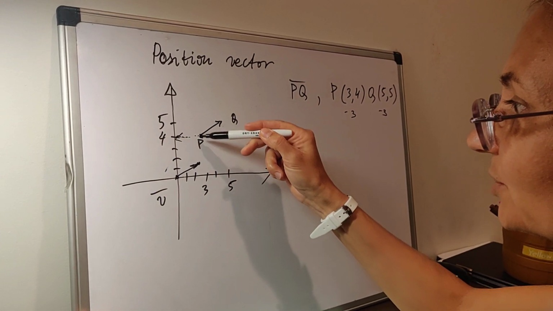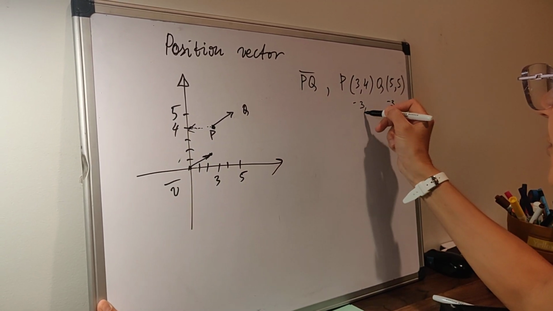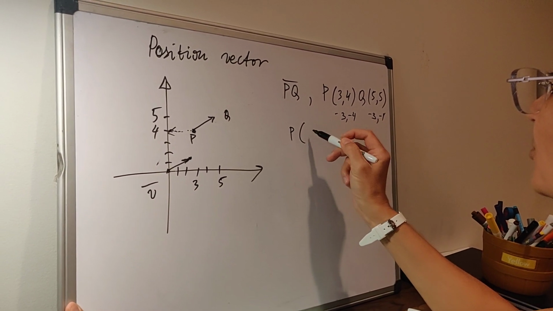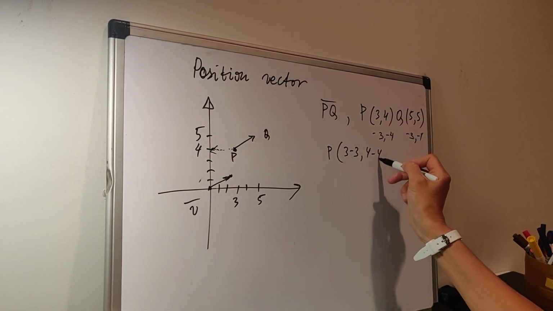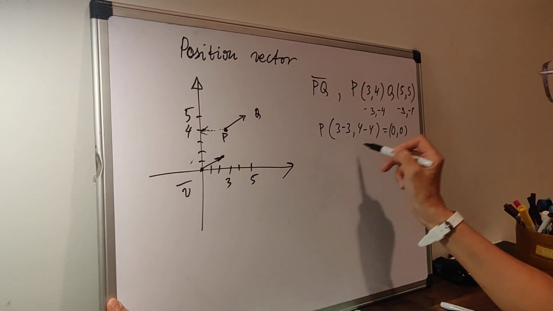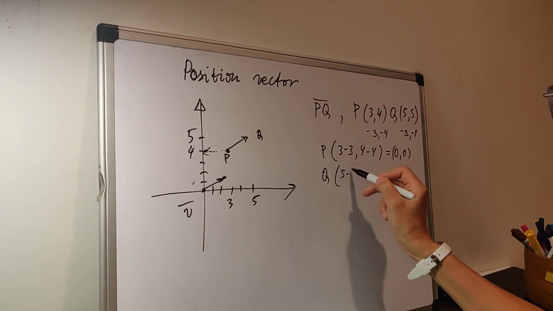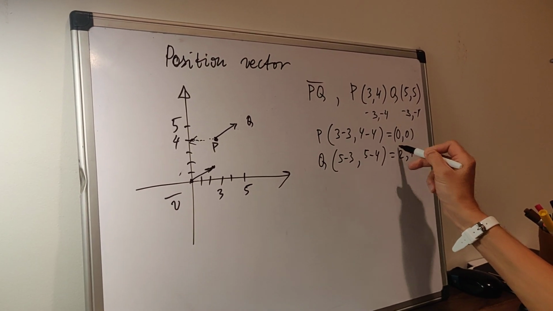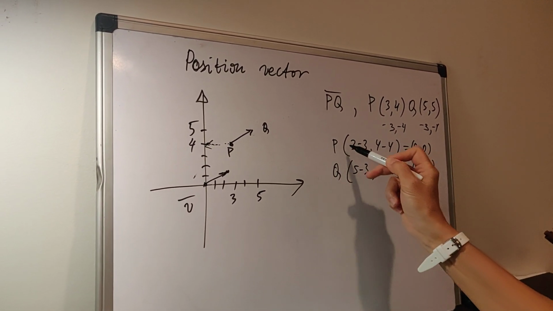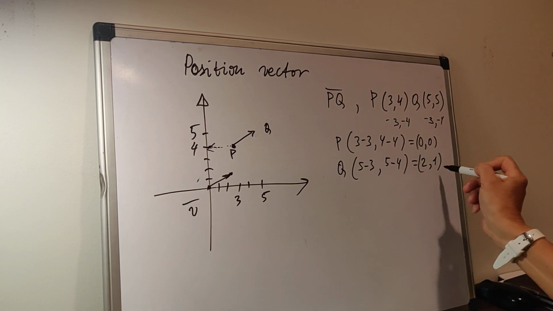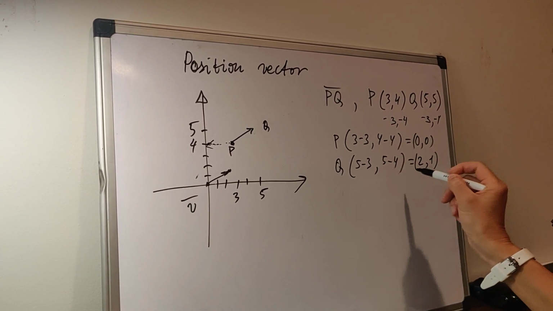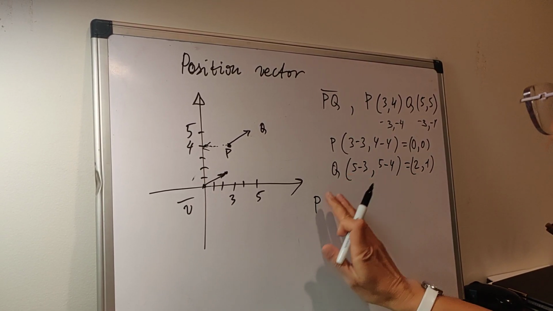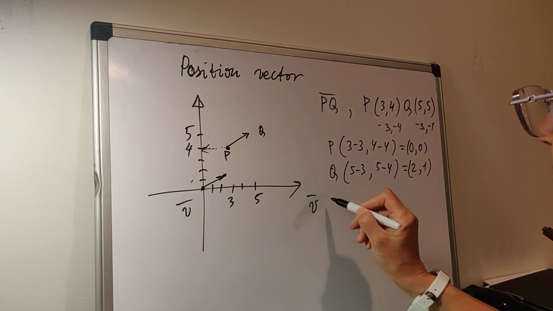In the y direction, we're supposed to move it 4 units down. 4 units down is subtract 4. So point P is going to be moved: 3 minus 3, 4 minus 4, and that becomes point 0, 0, right? Point Q is going to become 5 minus 3 and 5 minus 4, and it becomes point 2, 1. You see that because my point P moved to the origin, my point 2, 1 is going to mean the terminal point.